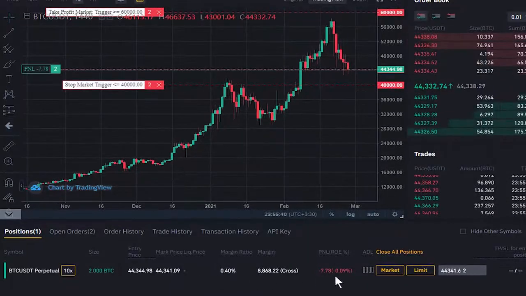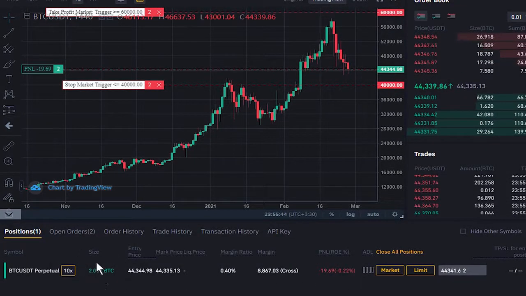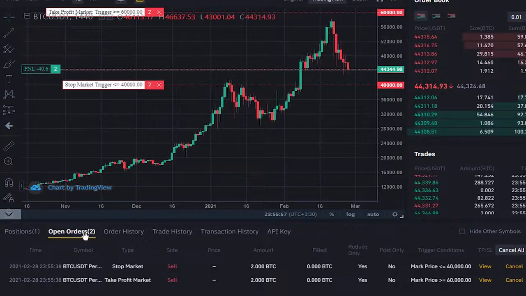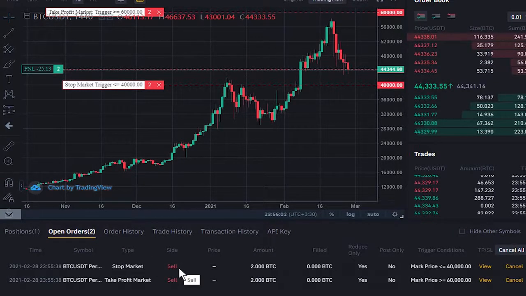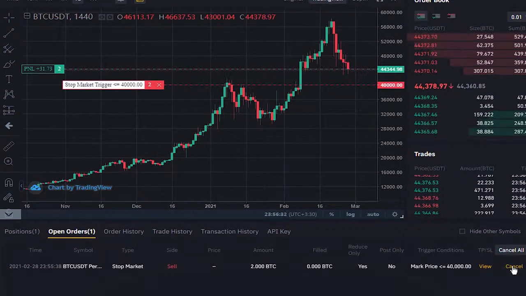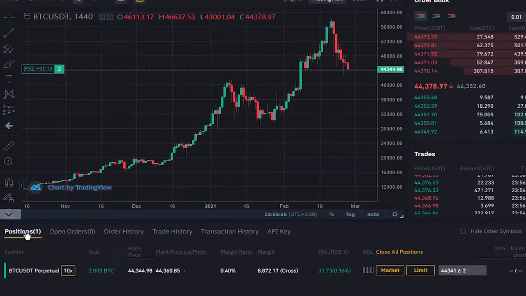Here you see the position, a long position with the size of 2 Bitcoin, and in open orders, you see the 2 opposite short positions, our stop loss and take profit orders. Let me cancel this and also this, going to position.